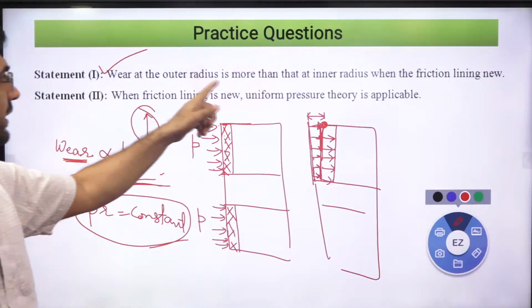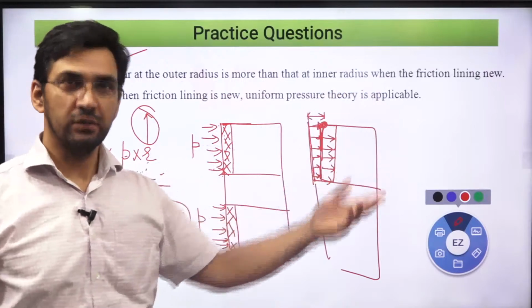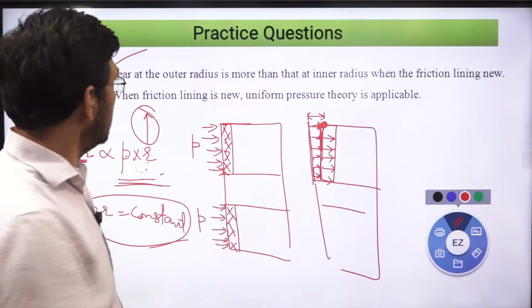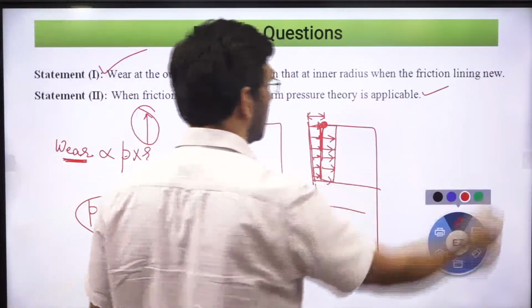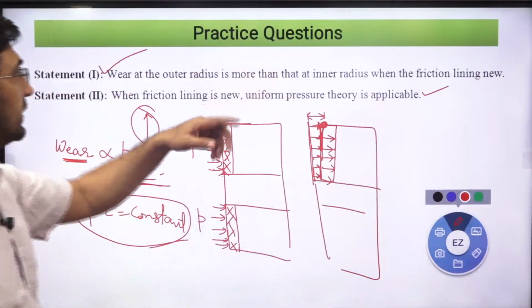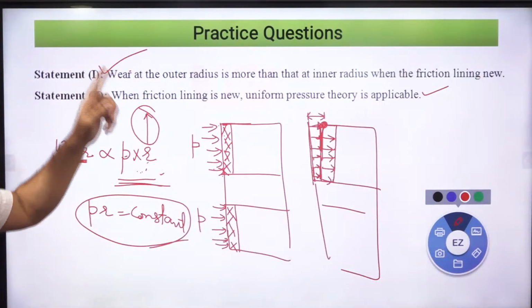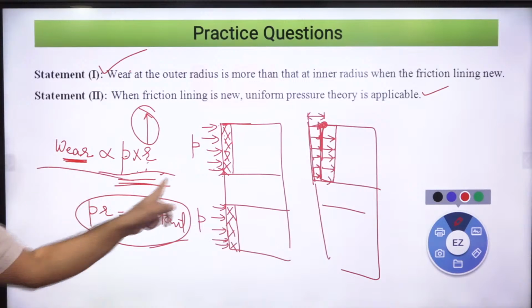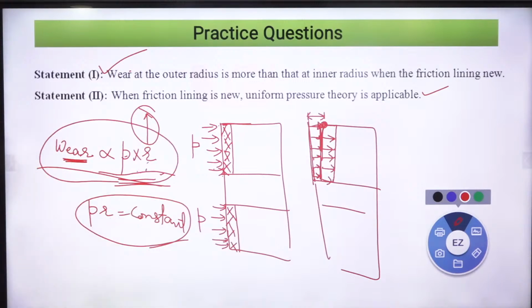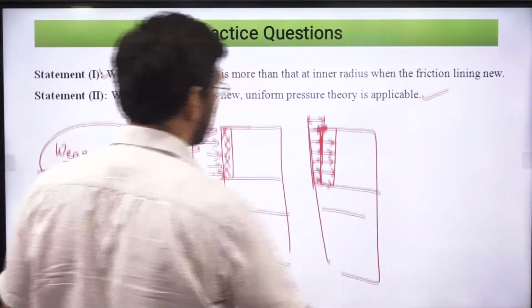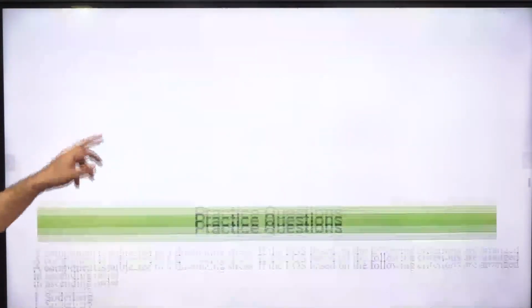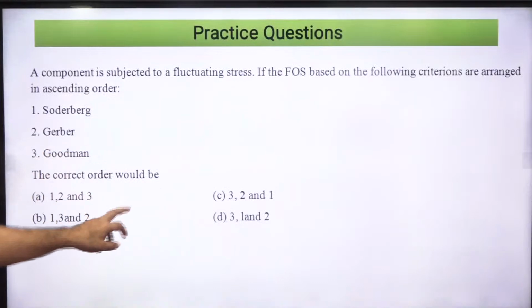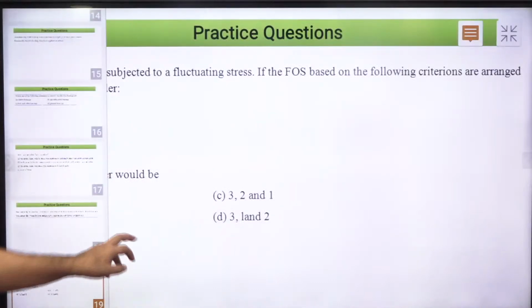When the friction lining is new, uniform pressure theory is applicable. It's okay. That is correct. So this statement is also correct. No issue. But this statement is not explaining this one. For this statement, the exact reason was this understanding of the wear. Okay, both are correct, but the second statement is not the correct explanation for the first. Go ahead.